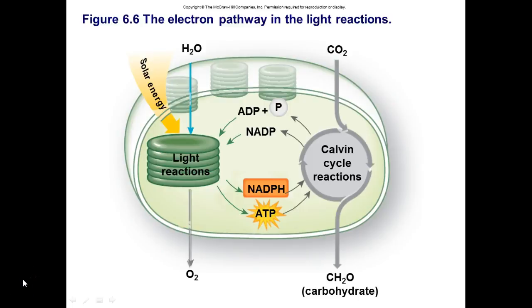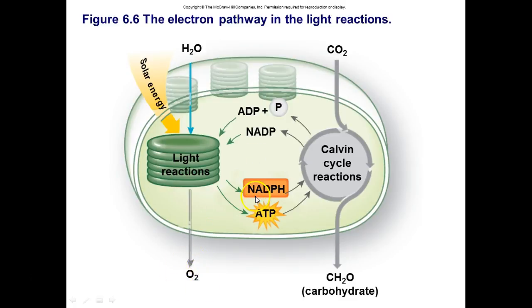We'll first start looking at the light reactions. The light reactions are going to take place in the thylakoid membrane. And the thylakoid membrane has pigments in it. The pigments are going to be arranged in clusters called photosystems. The light reaction is going to provide the products of oxygen, right here.